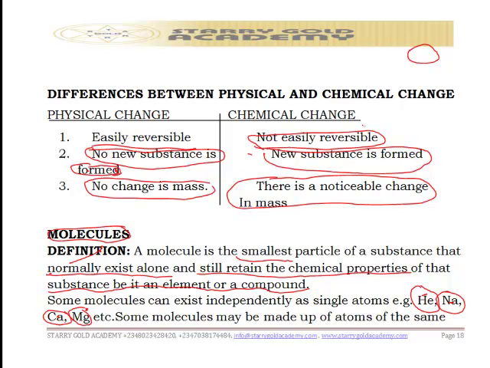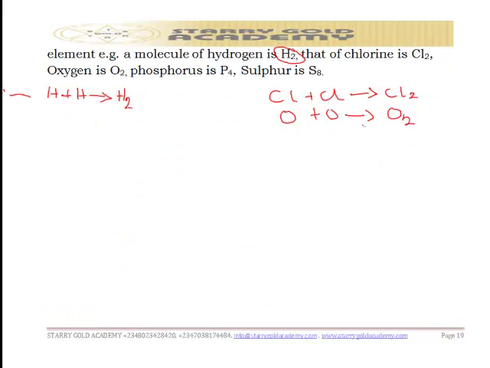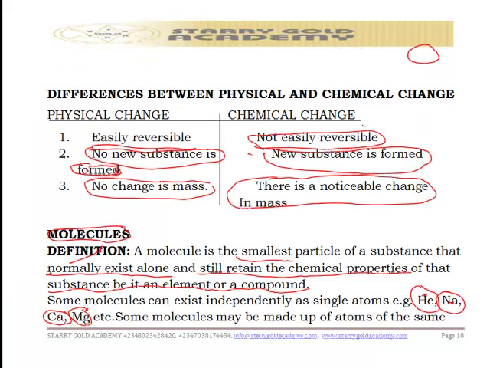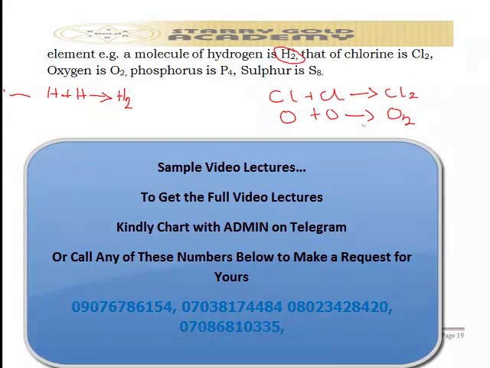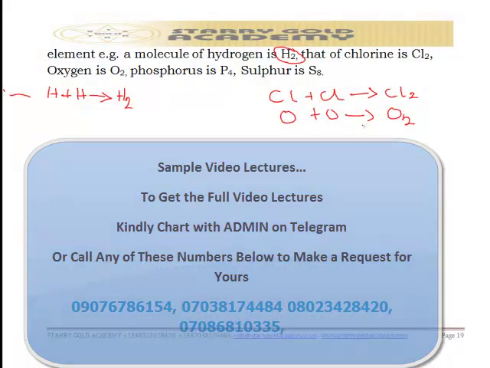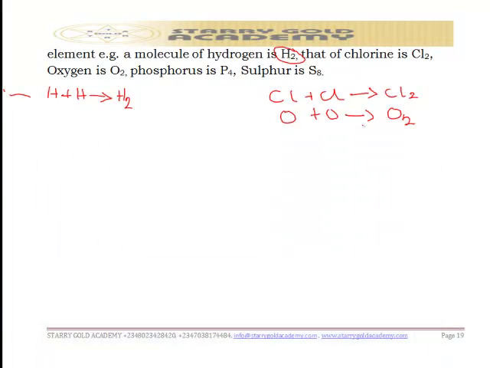We have some molecules that are made up of the same element, and some molecules that are made up of different elements. In our previous class, we talked about molecules that are made up of the same element. We have oxygen, hydrogen, chlorine, and phosphorus and the like. On the screen you see the examples I gave you with the red pen.